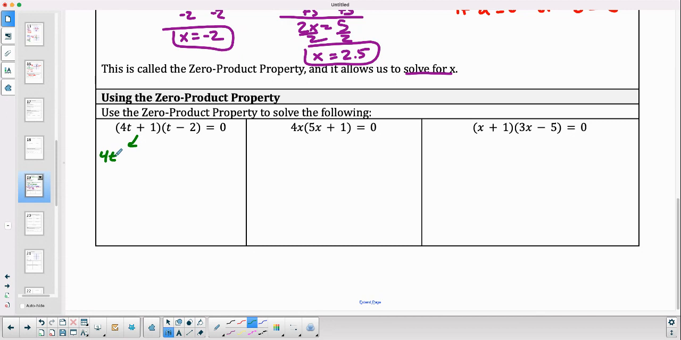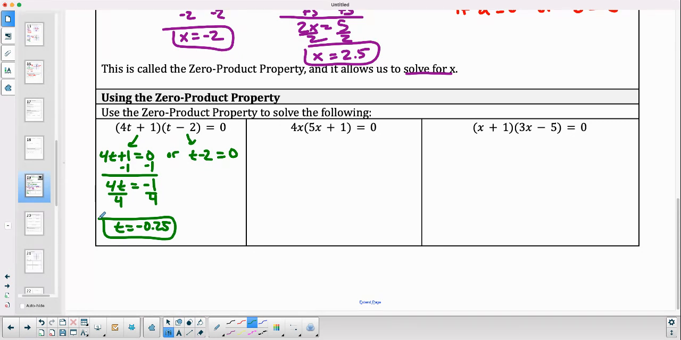We know that 4t plus 1 equals 0, or t minus 2 equals 0. So there are going to end up being two solutions to this situation. To solve the one on the left, we subtract 1 from both sides, just our normal linear solving skills. 4t is now equal to -1. Divide that by 4, so t is equal to -0.25. That's one of our solutions.